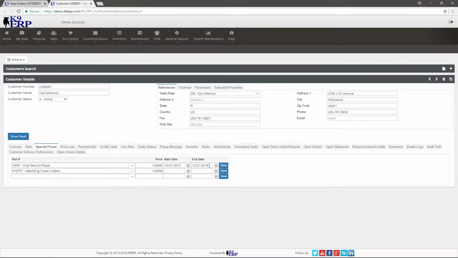I can have start dates and end dates for these as well. Those are optional. But if I leave these blank, this customer will receive this $5 price indefinitely. Now this is the first step of the hierarchy. This is where it's going to look to override everything else.